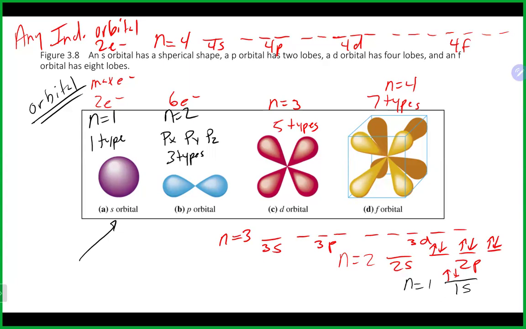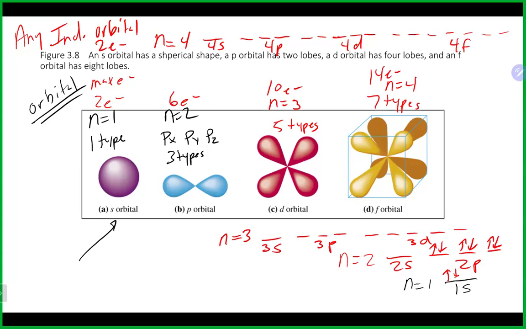If I have 5 d orbitals on any level and I filled all 5 of them up, how many maximum electrons could I throw in there? 10. Yeah. And f orbitals, if there's 7 of them, if I fill them all up, how many could I put in there? I could put 14 electrons. So those numbers are really important when you write electron configuration as to how many you can put in there.